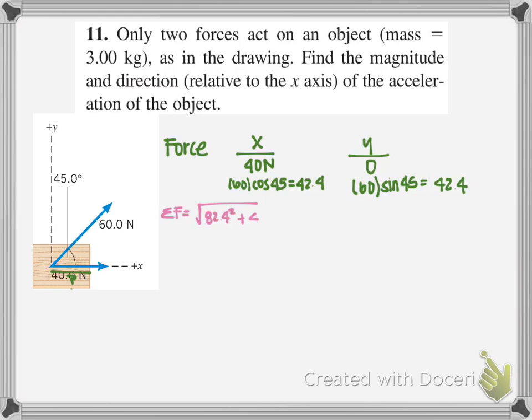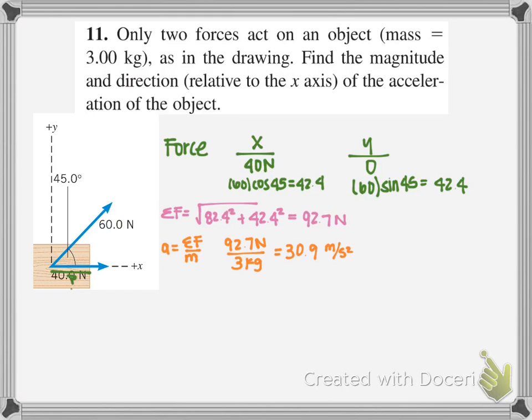Therefore, you have to use the Pythagorean theorem to find the magnitude of the net force, which gives you 92.7 newtons. Knowing the net force and your mass, you can find your acceleration by dividing, and you see that your acceleration is equal to 30.9 meters per second squared.